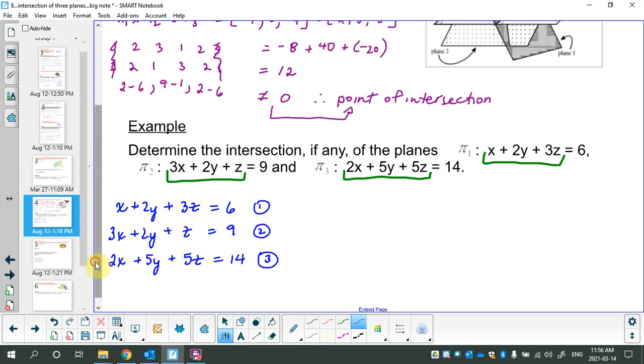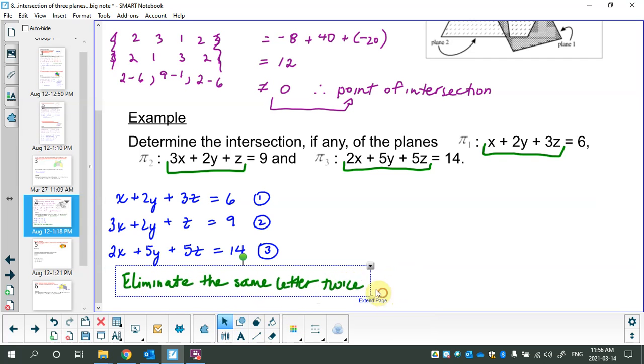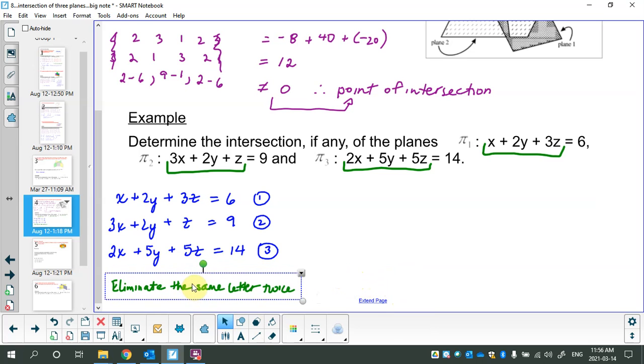And our first step is to do elimination, like way back in grade 10. Only we want to eliminate the same letter twice. Okay, so that means we have to decide, do we want to eliminate the x twice, or do we want to eliminate the y twice, or do we want to eliminate the z twice? And the actual answer to that is it doesn't matter one bit.